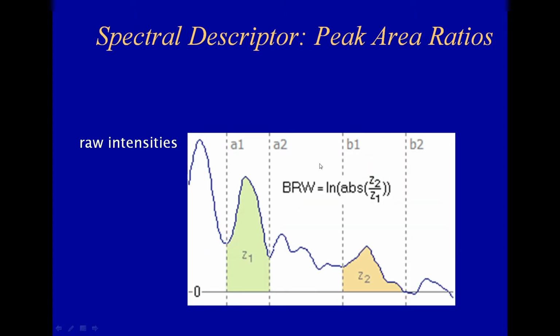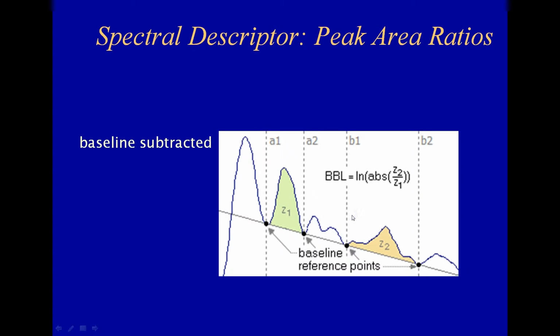And another kind of descriptor is a ratio of peak areas. You could define two areas, the left one and the right one, and the areas of those two regions are again calculated by putting them into a ratio and taking the logarithm of it. And of course you could again define a baseline so that slopes in the signal won't affect the resulting peak area ratios too much.